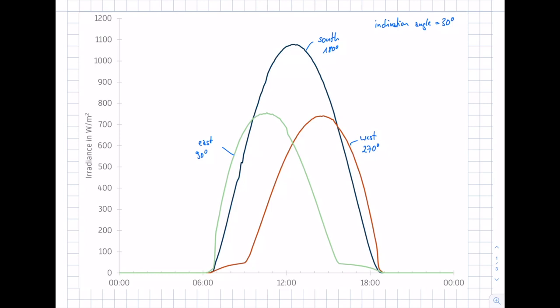If you compare a system which has a southern orientation, larger volumes, but even it makes sense if you have a system which has an orientation to the east and to the west. So if this roof of a house, for example, is an east-west orientation, it makes sense because the combination of the eastern and the western curve gives you an interesting amount of energy which is comparable to the orientation of the south.